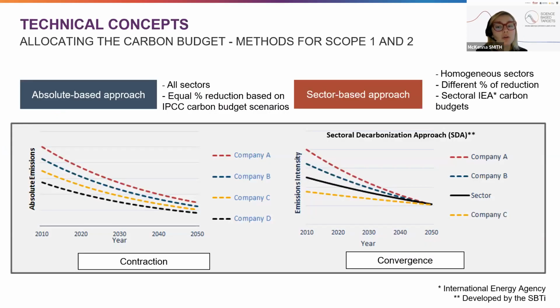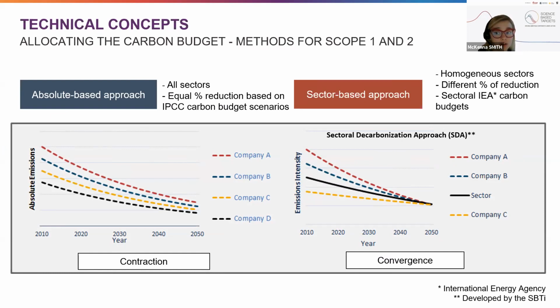Right, so now we'll go into a bit more detail about the methods, which I think will be very relevant for everybody. So as explained previously, the methods fit into 2 categories: contraction and convergence. So this is the absolute-based approach and a sector-based approach, which is an intensity approach, right? So the sector-based approach requires specific companies to reduce at different levels depending on the IEA carbon budgets for sectors.